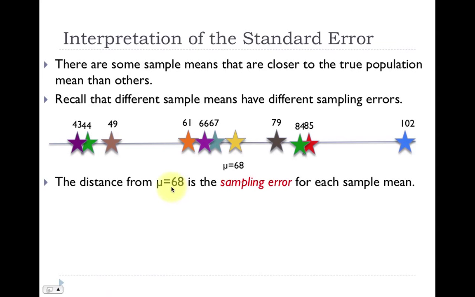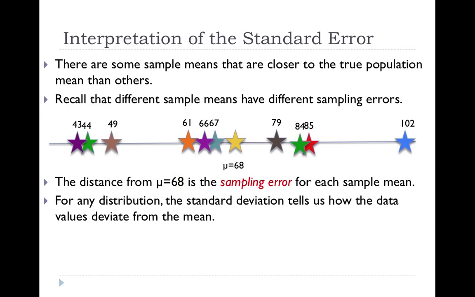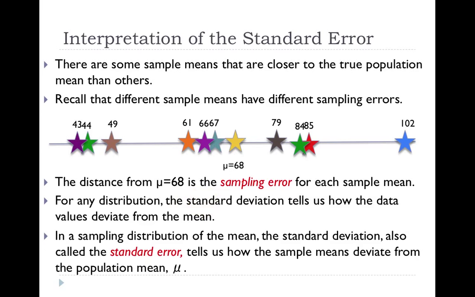The distance from mu equals 68 is called the sampling error, which we already calculated. It is simply taking x bar and subtracting mu. For any distribution, the standard deviation tells us how the values deviate from the mean. We saw that with distributions earlier in this course, and now we're seeing it with a sampling distribution. When we calculate the standard deviation for the sampling distribution, we get an idea of how spread out data values, or in this case sample means, deviate from the center, from the mean.